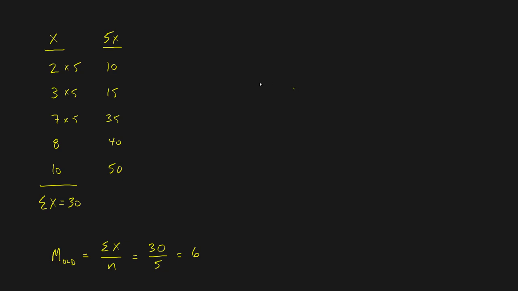So my new mean is going to be equal to 5 times my old mean. So it's just going to be 5 times 6. It will be 30. Does that work out?